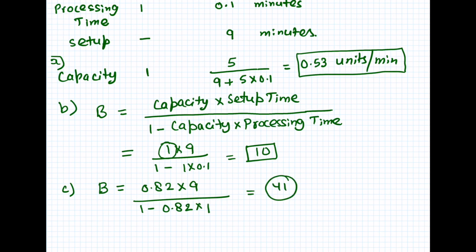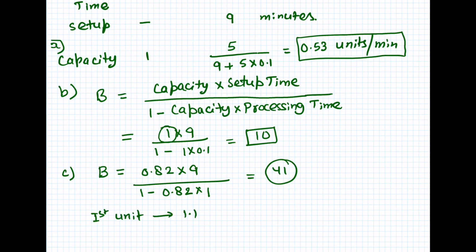Here, since the first unit will take 1.1 minutes, the optimal batch size will be slightly more than 41, so we approximate it to 42.